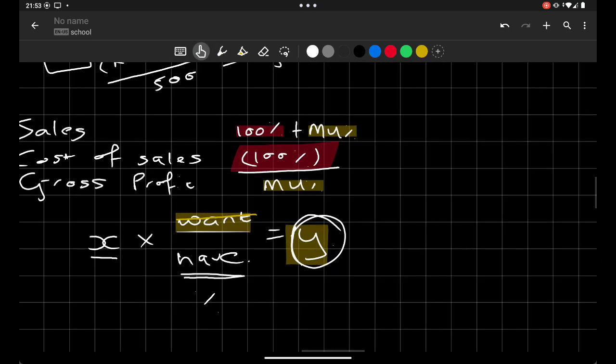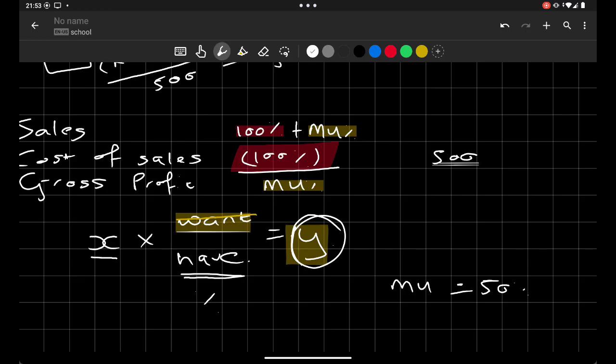we had cost of sales of 500 rand, and they say to us our markup is 50%. 500 rand is our cost of sales. Now, how do we get our sales using our markup and our cost of sales? We're gonna substitute everything that we have into this equation that I have here.